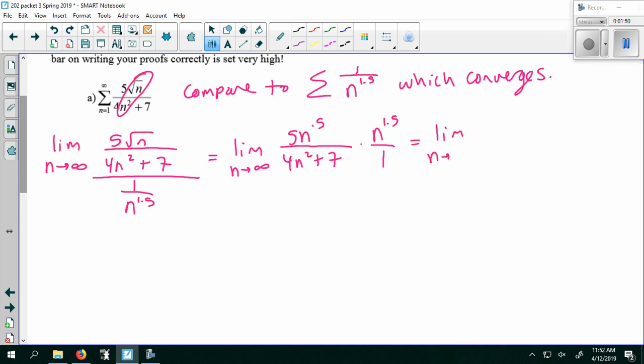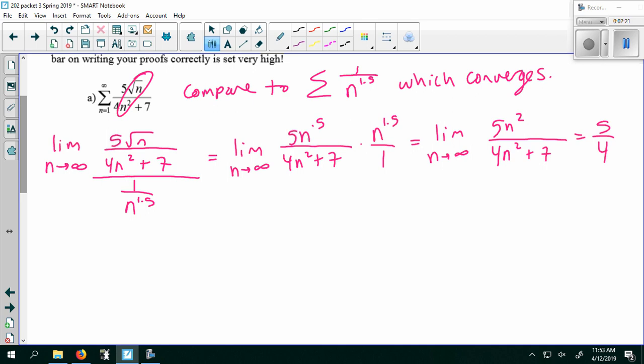So the limit as n goes to infinity of 5n squared over 4n squared plus 7. And this is a rational function. The degree of the numerator and denominator is the same, so the limit is the ratio of the leading coefficients, 5/4. All that needs to be true about this limit is that it has to be non-zero and finite.